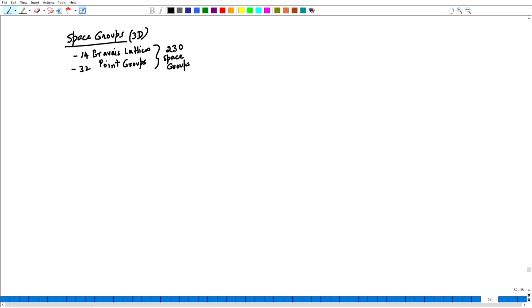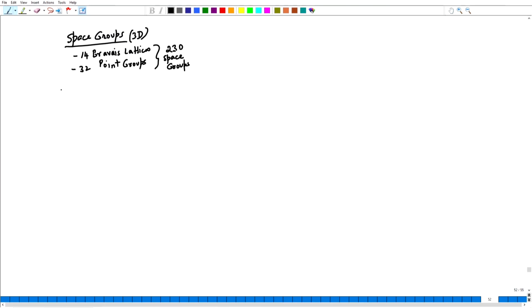Now, we are not going to discuss all these 230 space groups, we will just discuss a very small fraction of it, but you will see that the development of these space groups follows similar lines as we had developed the plane groups. So, let us start with the triclinic lattice. I have a triclinic unit cell and let us start with no symmetry at all.